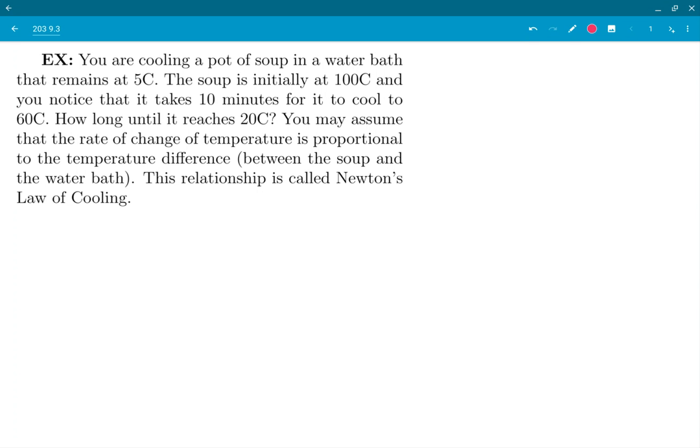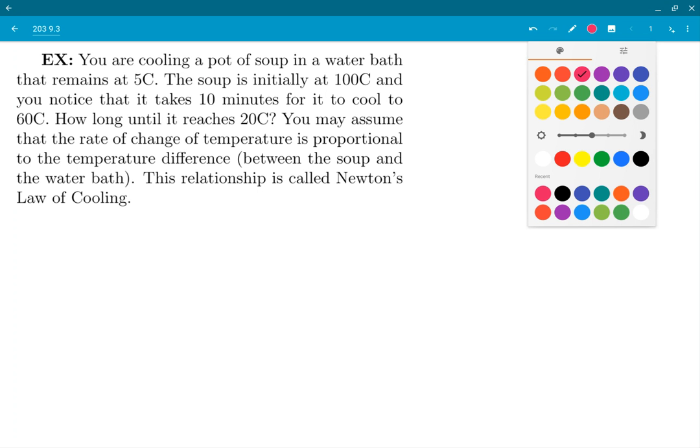Where was I? Okay, you have a water bath and you got your soup in there. And we got some information about the soup going from 100 degrees Celsius to 60 degrees Celsius, and it takes 10 minutes to do so. Okay, we're going to use Newton's law of cooling. We will get to that in a moment.